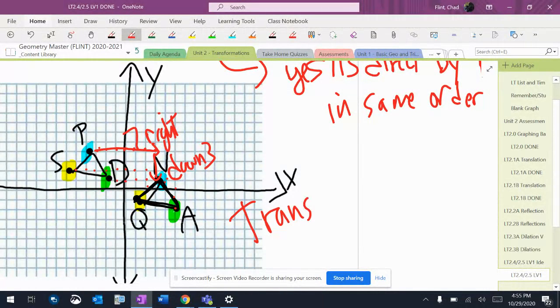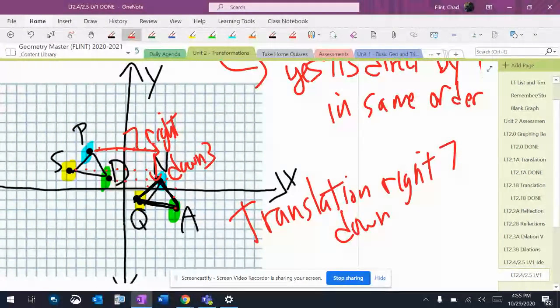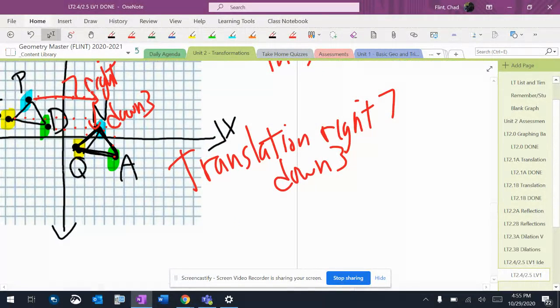So translation, right 7, down 3. If you wrote down 3, right 7, no big deal. All right. That notation has to be the notation. You can't switch the 3 and the 7 in that notation right there.